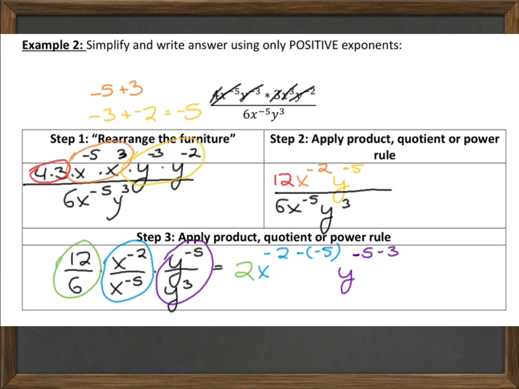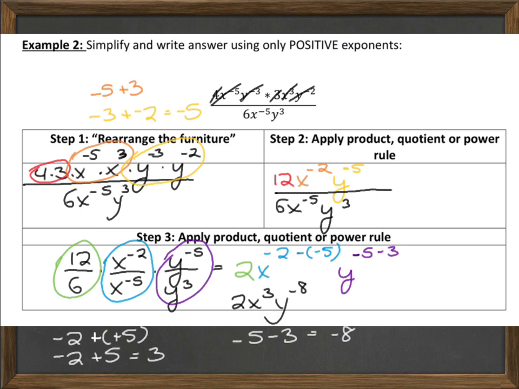All right, so now let's crunch some numbers here. Okay, so down here I'll do negative 2 minus negative 5. So minus the negative is the same as plus a positive. So we have negative 2 plus 5. That's going to give me 3. Okay, so far I have 2x to the 3rd power. Now let's tackle my y exponent. For my y exponent, I have negative 5 minus 3. That's going to give me negative 8. So I have 2x to the 3rd, y to the negative 8th power.